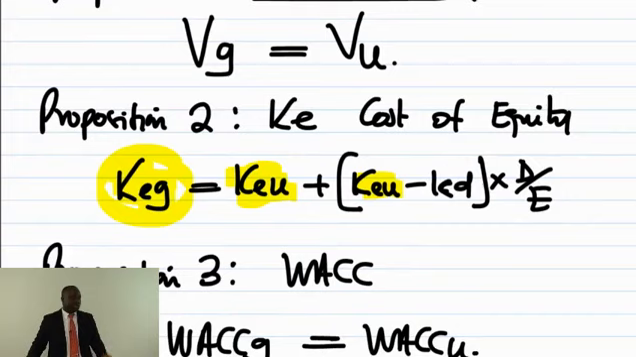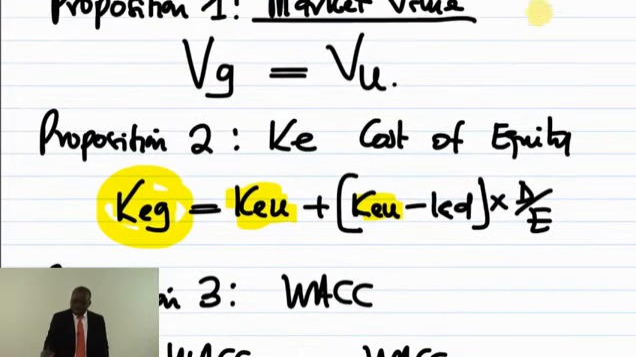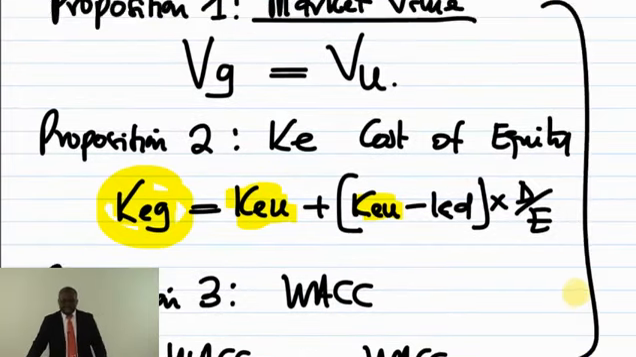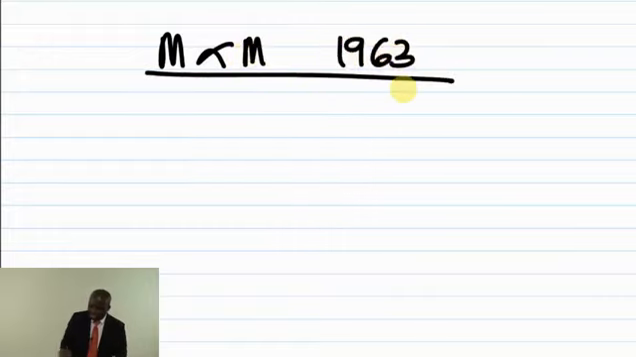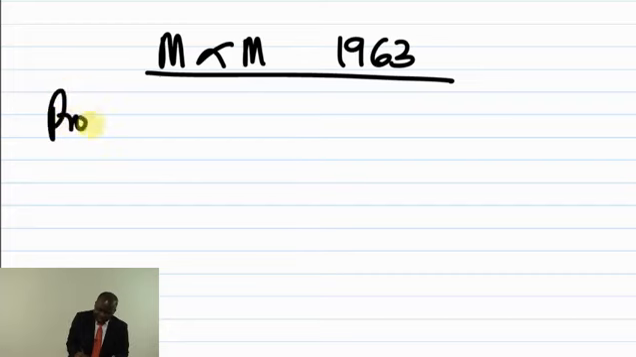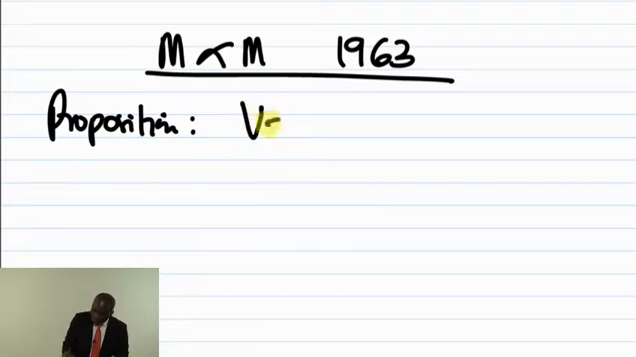If he gives you a tax percentage, you cannot assume Miller and Modigliani without tax. You can't do that. So when they give you a tax percentage, you need Miller and Modigliani 1963 with corporation tax. Still, propositions 1, 2 and 3. Proposition 1 is going to be still the value of the company.